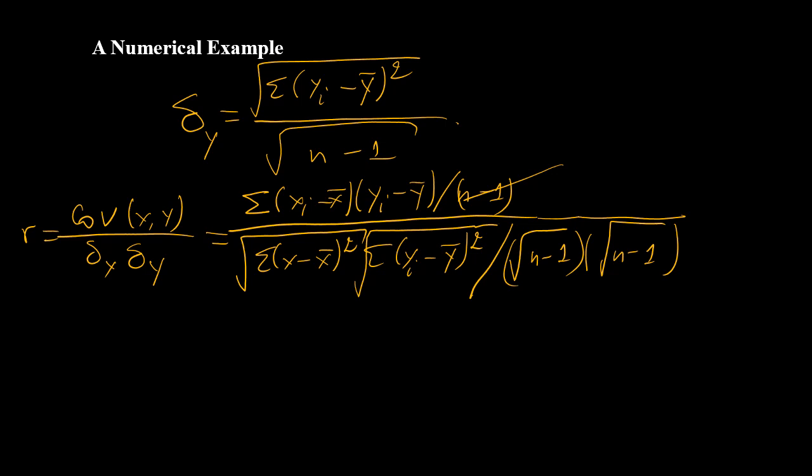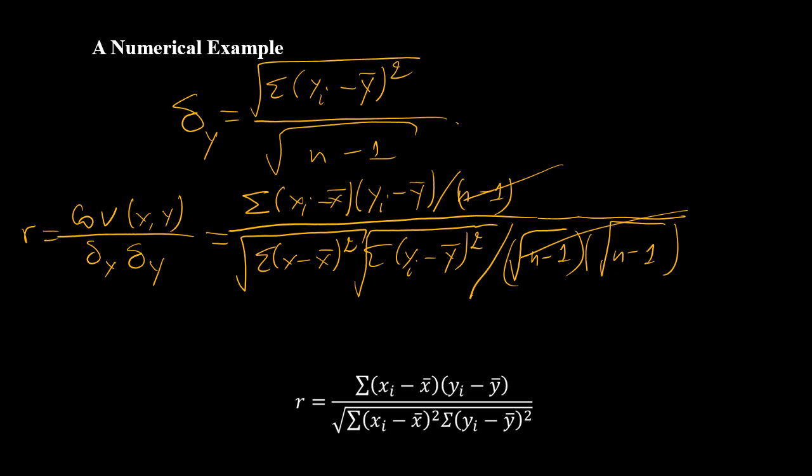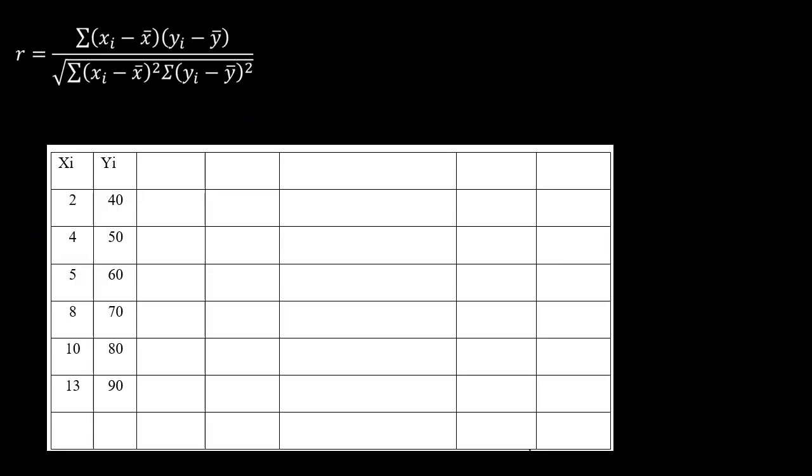So we can read off this, and finally we can get the final formula of the correlation coefficient of Pearson, which is as follows. This is the final formula of the correlation coefficient of R. In order to calculate the correlation coefficient formula, we're going to need to calculate first x bar and y bar.